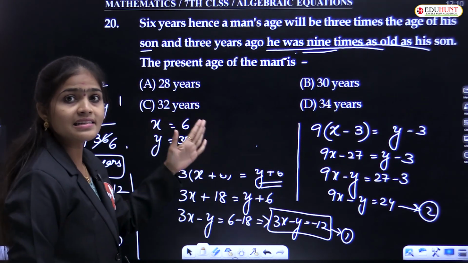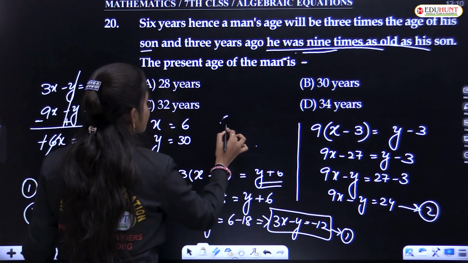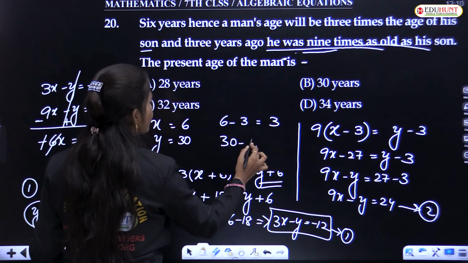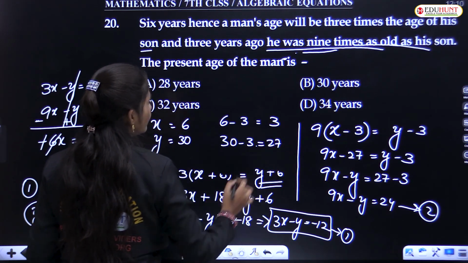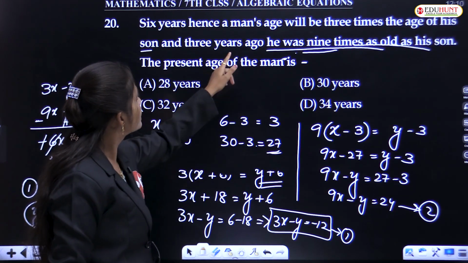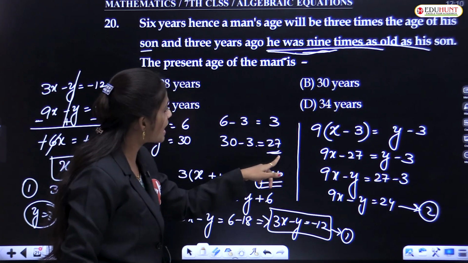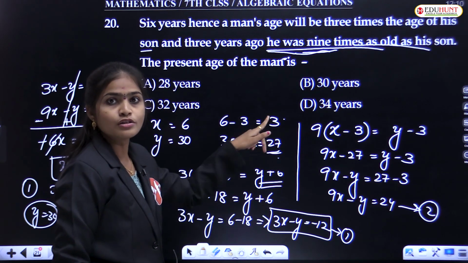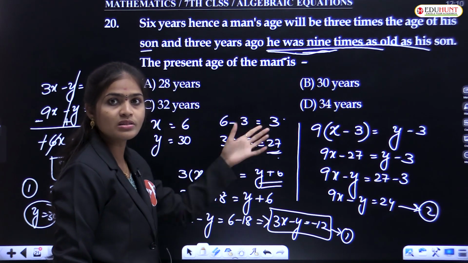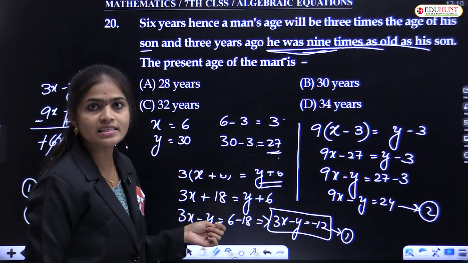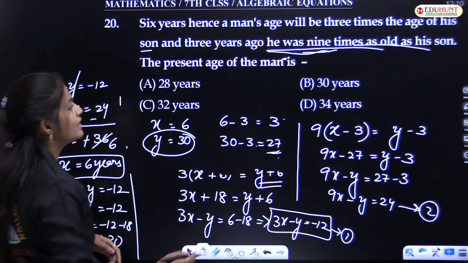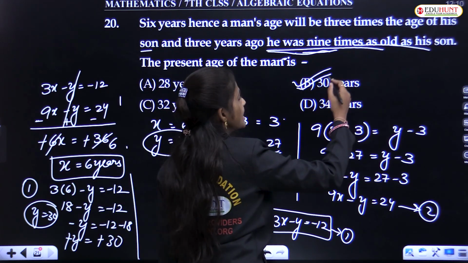Second condition. Okay, 3 years ago means 6 minus 3 equals 3, and here 30 minus 3 equals 27. Now the man's age is 9 times as old as his son. So 3 into how much equals 27? 3 nines are 27. So satisfying or not? That is also satisfying. So what is the age of his father here? 30 years. So option B is correct.